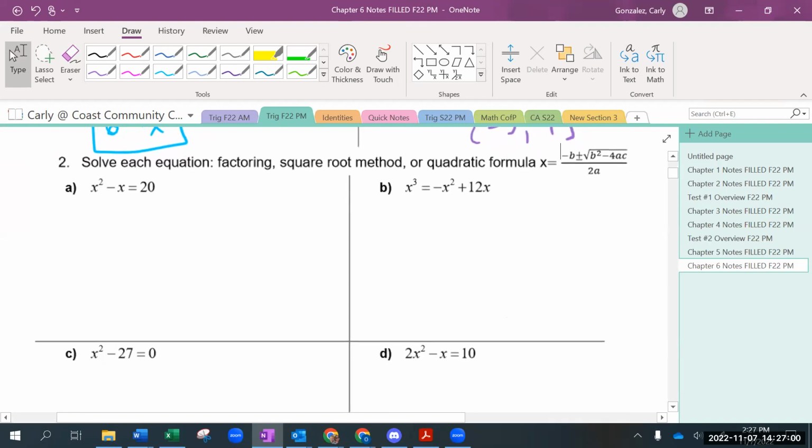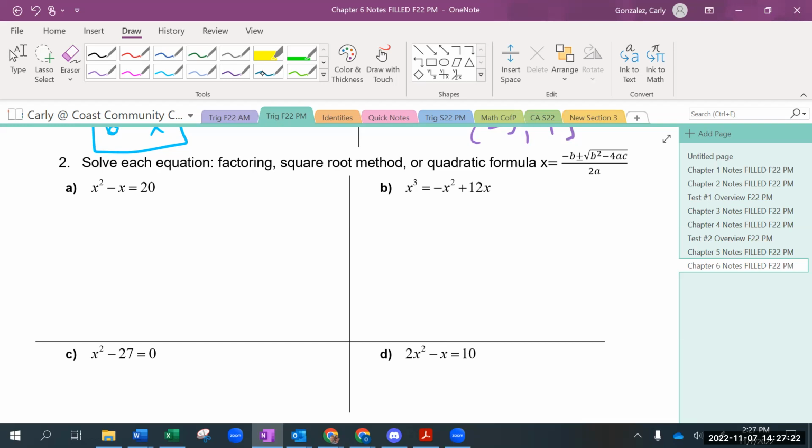equations, or equations with higher powers of x. Let's take a look at x squared minus x equals 20. So here we see, again, we have an x squared term and a term with just an x.